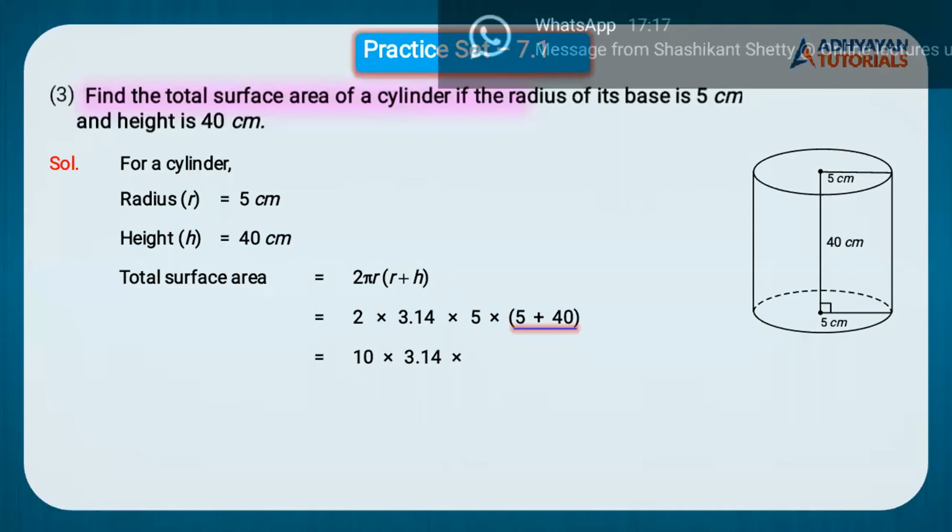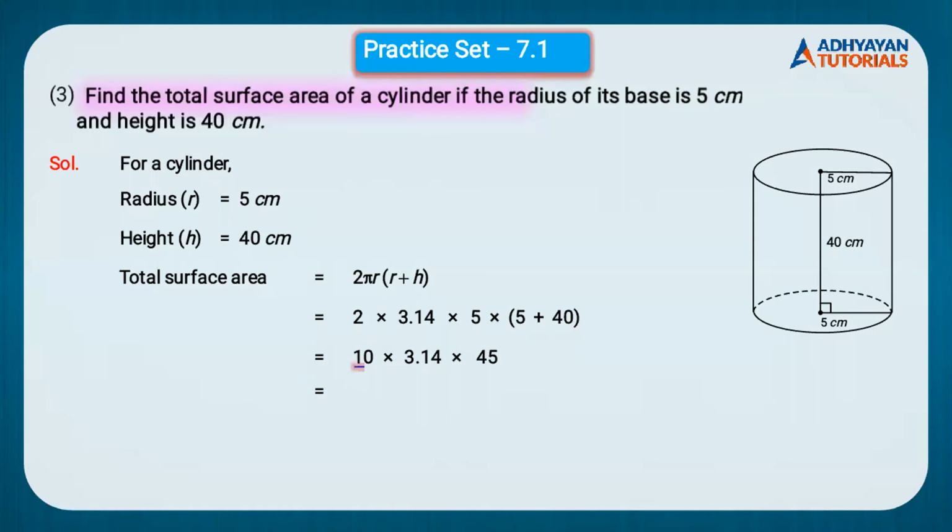Yes. Now 10 into 3.14. How much is 10 into 3.14? Yes, we can write it as 31.4. One decimal would move to the left. So 31.4 into 45. Now I want you all to multiply this and give the answer. I'm giving you exactly 30 to 40 seconds for the calculation. The time starts now.